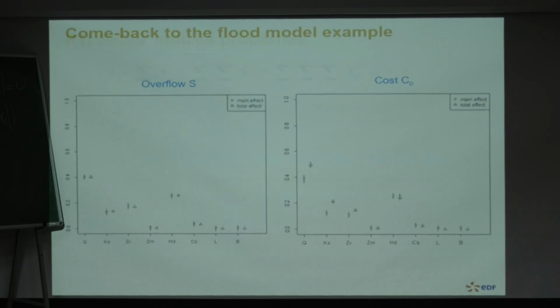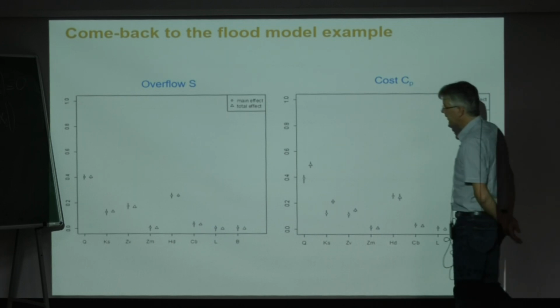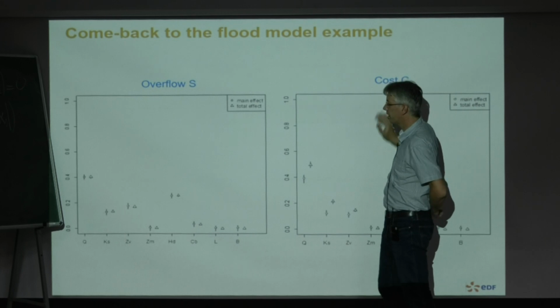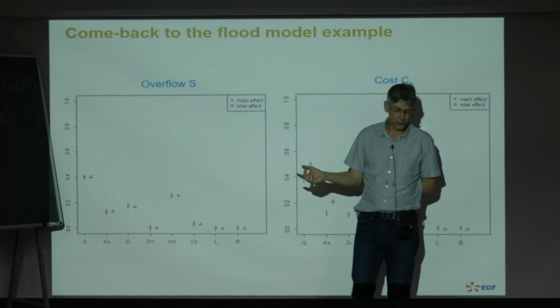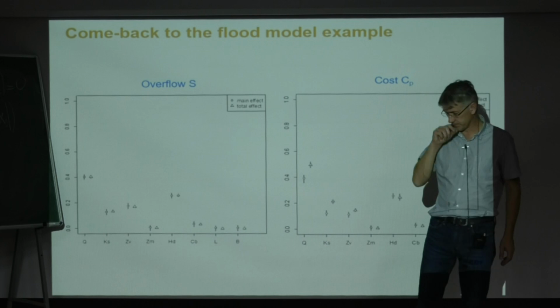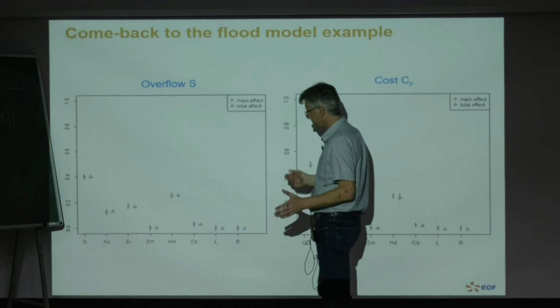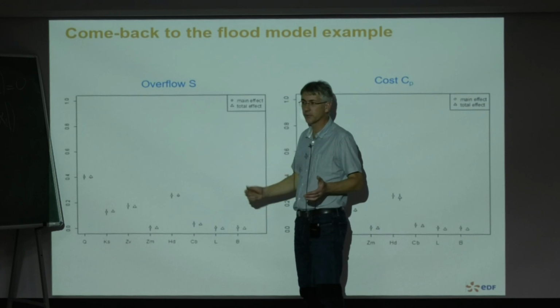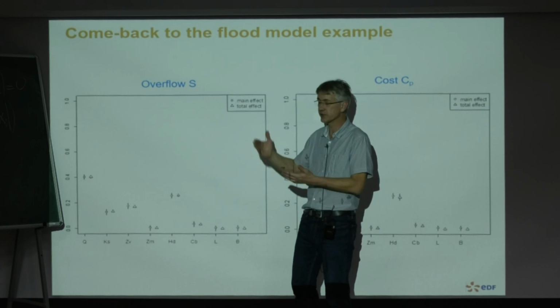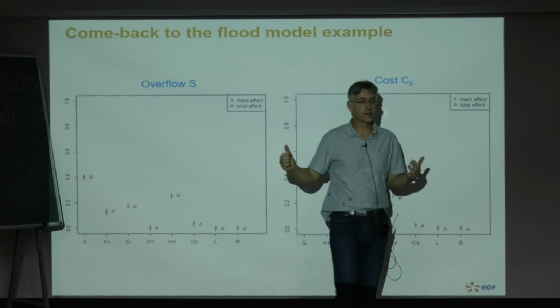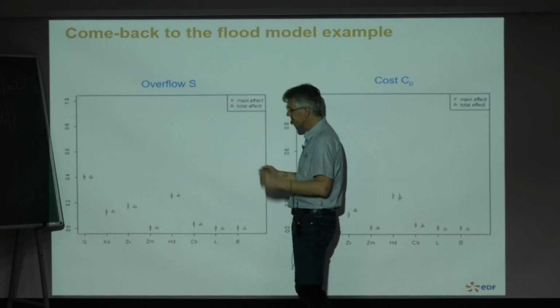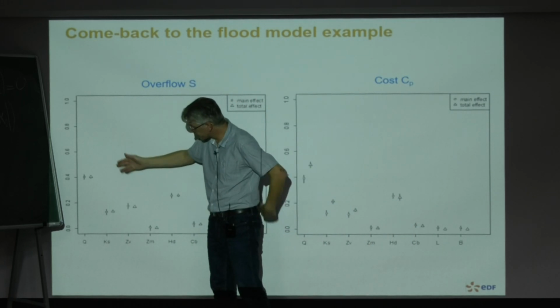So now the results: let me come back to my flood model example, for my first output and my second output, which is more complex. In my first output, I have shown that I have a linear relation. So it's not useful to compute Sobol indices because I have my standard regression coefficients, which have the same meaning. The Sobol indices are just a generalization of the standard regression coefficients.